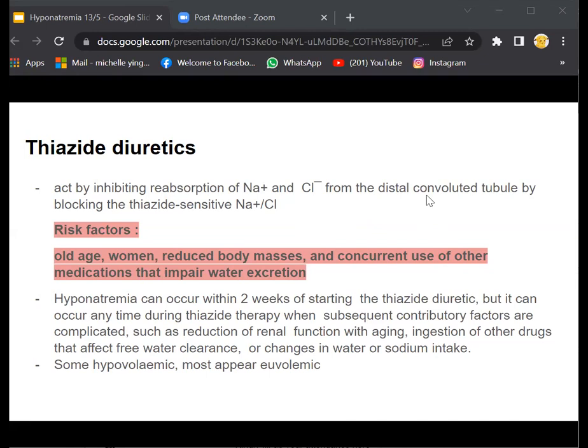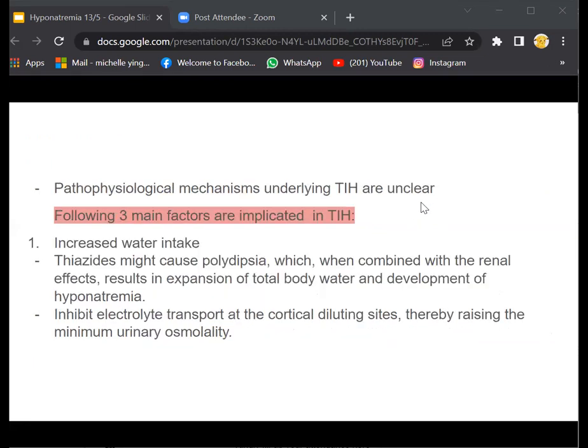Some of the patients might appear to be hypovolemic in thiazide-induced hyponatremia, but mostly they appear to be euvolemic. The pathophysiological mechanism underlying DIH is still unclear. However, there are 3 main factors implicated in DIH. The first one is increased water intake. Thiazides might cause polydipsia which, when combined with renal effects, results in expansion of the total body water and development of hyponatremia.